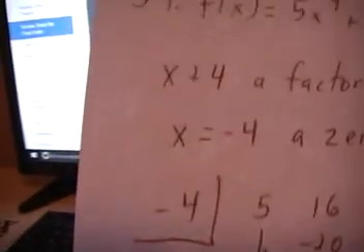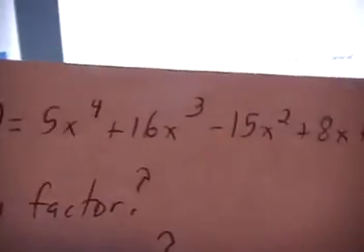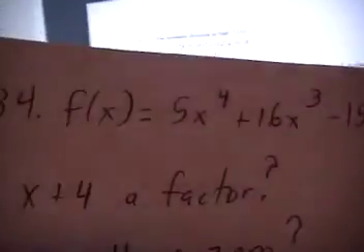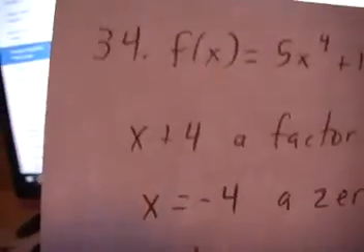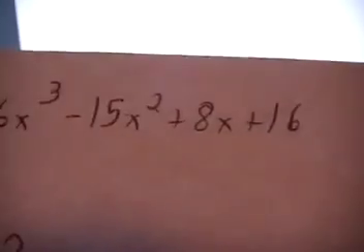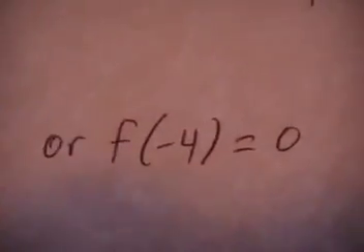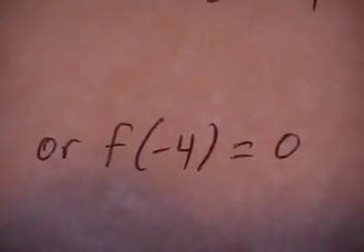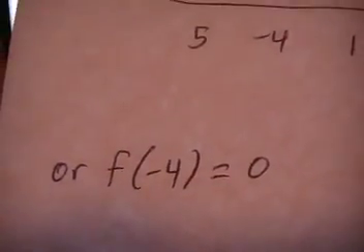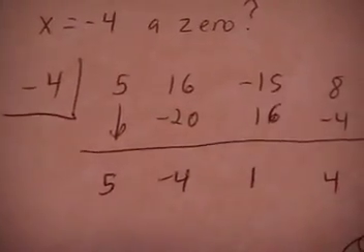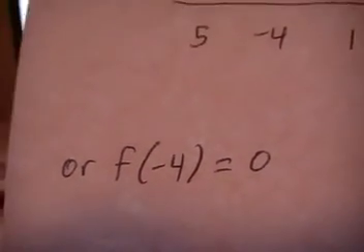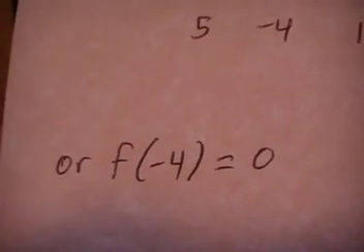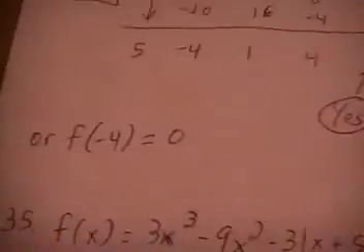If I just plugged in negative 4 to the original function, which might be a little easier in this case, especially with a calculator, if you plug in a possible 0 into a function, and the answer comes out exactly to 0, then yes, that is a 0 of it. Hence the name 0. So you really could have done this either way, either with synthetic division or just by finding f of negative 4. If it comes out to 0, yep, it's a 0. If it's anything but 0, then no, it's not a 0.